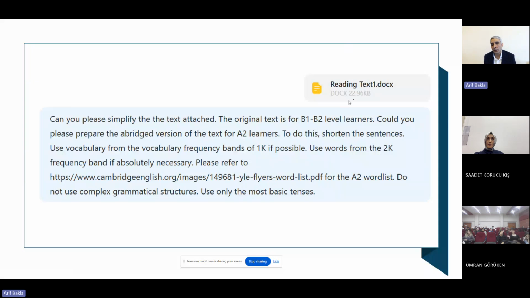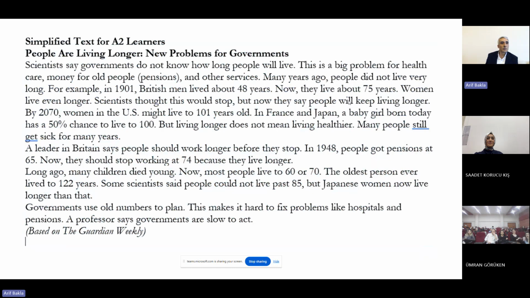I mean, there might be some cases in which it is not possible to express something without using a vocabulary item from band 2. In that case, I just leave the door open. Use words from the 2K frequency band if absolutely necessary. That's why I wrote this. Please refer to the A2 word list. Do not use complex grammatical structures. Use only the most basic tenses. And the result was simplified text for A2 level learners.